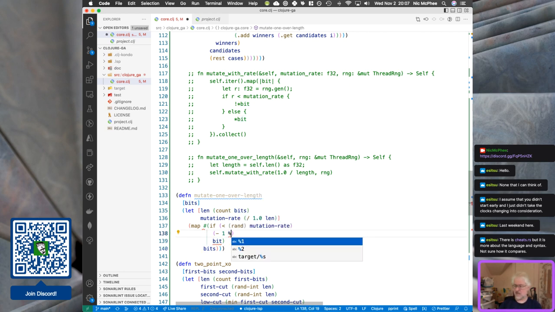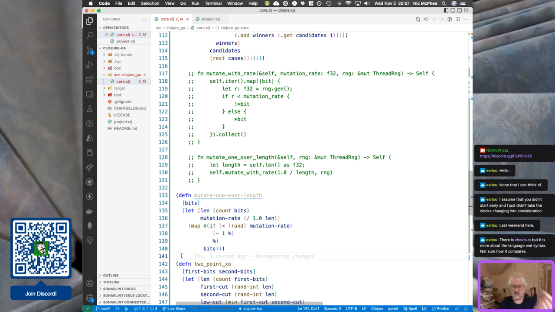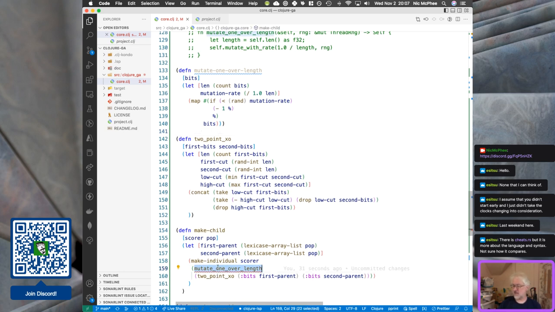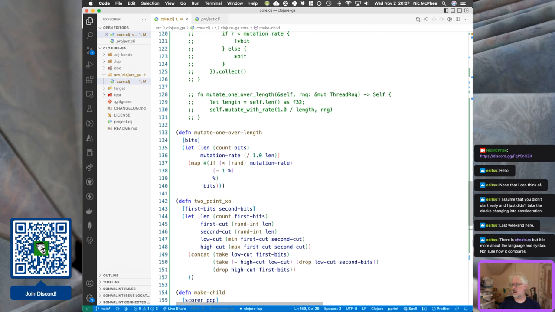Oh, and the bit is percent, because that's what we're mapping this anonymous function across. So -1 percent: if percent is 0, we'll get 1 back. If it's 1, we'll get 0 back. So that effectively flips that bit. Which is useful. So that does that. Oh, I did this with underscores. Mutate-1/length. That's why that was red. Okay.